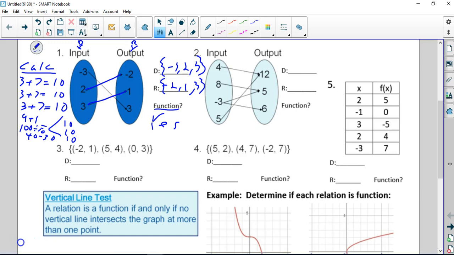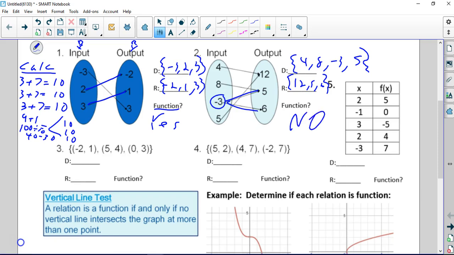Go over here to number 2. Input is our domain, so it's 4, 8, -3, and 5. Our range, or our output, is 12, 5, and 6. We put 4 in, we get 12. Cool. We put 8 in, we get 5. Cool. If we put -3 in, we might get 5, we might get 6. At that point, we know it's not a function, because when we put the one input of -3 in, we don't know what we're going to get, 5 or 6. So that's not a function.